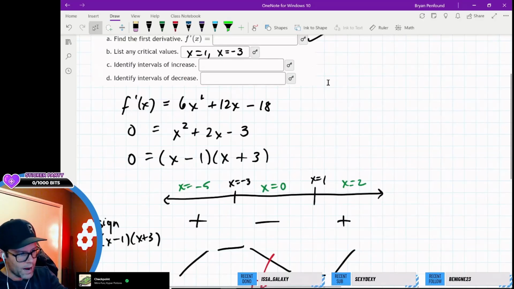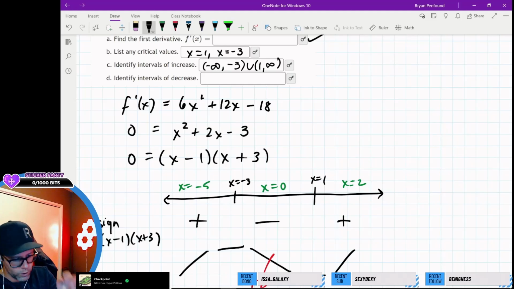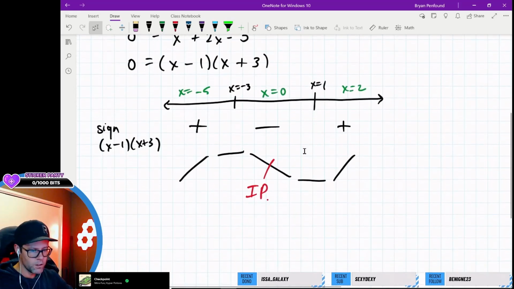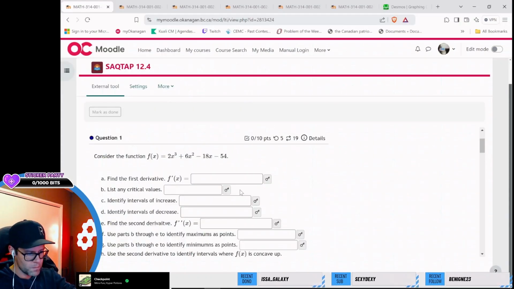Intervals of increase are happening from minus infinity to negative 3, and then from 1 to infinity. I'm not including the endpoints because technically the derivative is not increasing there. It's technically 0 there. And the intervals of decrease are going to be everything in between. So from negative 3 up to 1 should do the trick. So that's our full first derivative analysis.